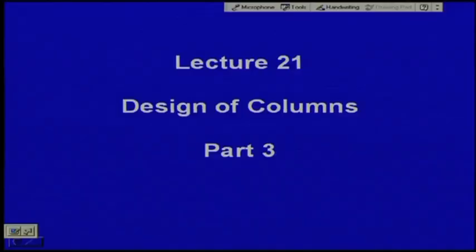So, let us continue with the design of columns. Last class we have done the axially loaded column, and we have done uniaxial bending as well as biaxial bending. But today we shall start with an example problem on an axially loaded column. So, let us take one example.